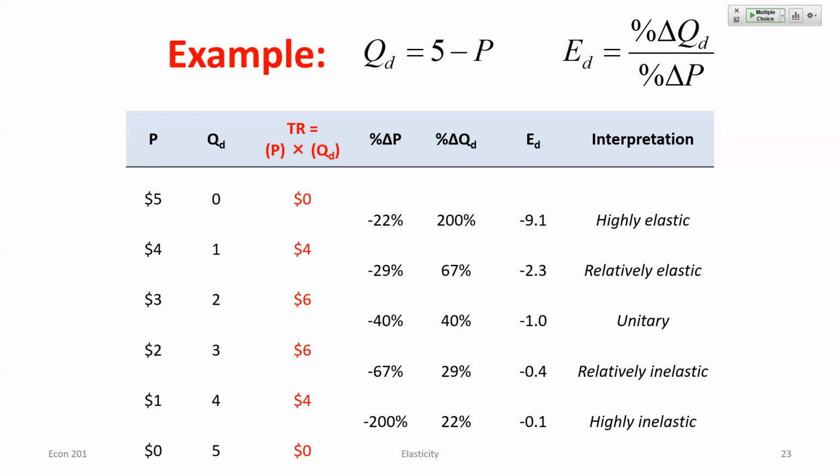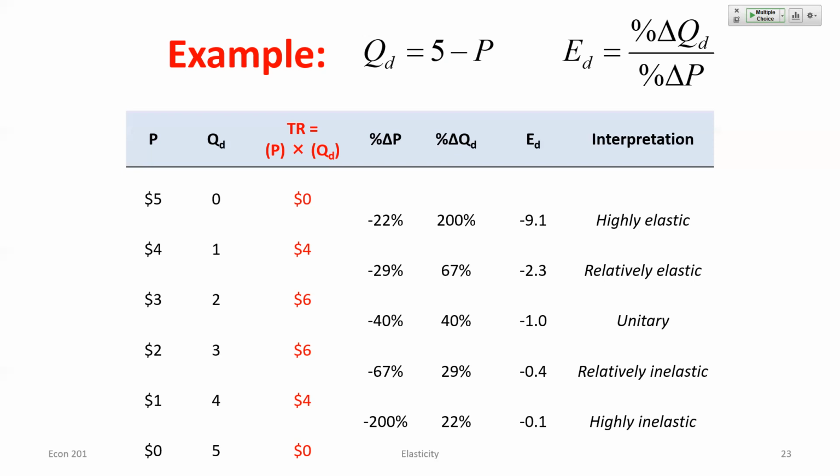If I then lower the price from $3 to $2, notice if I compute the elasticity between those two points, the absolute value is exactly 1, so we're unit elastic. So this should be the point where total revenue is maximized, right? It doesn't change. 3 times 2 is 6, 2 times 3 is 6. Total revenue hasn't changed when I lower the price here at the unit elastic point.